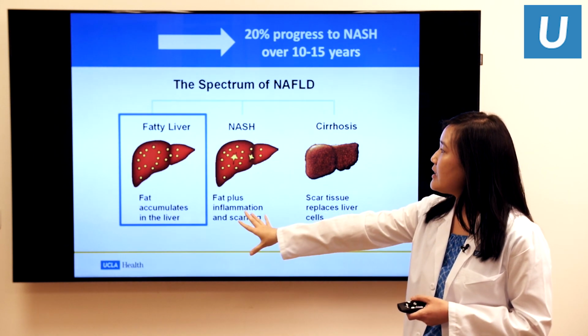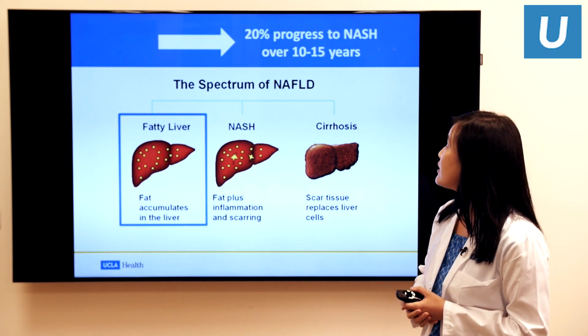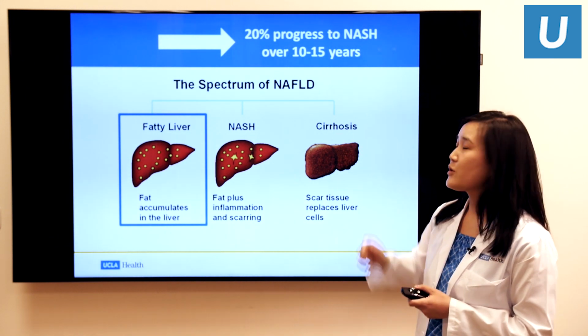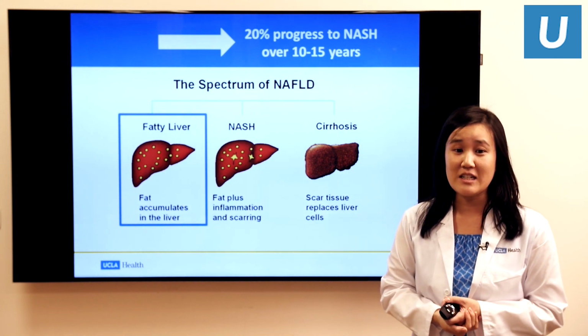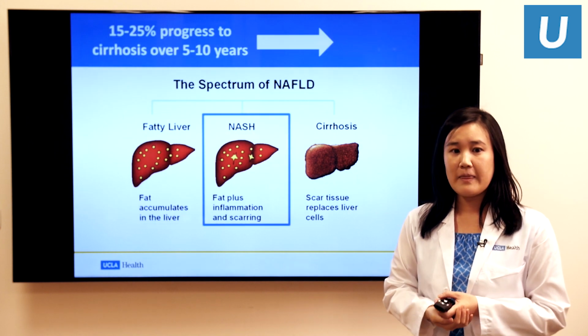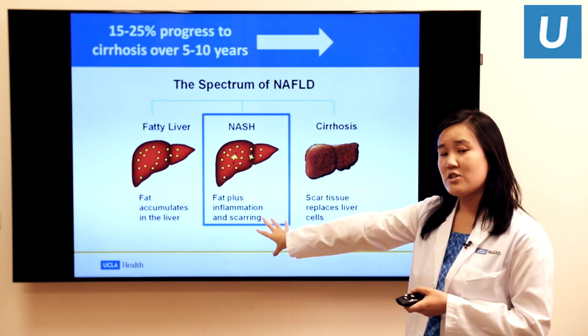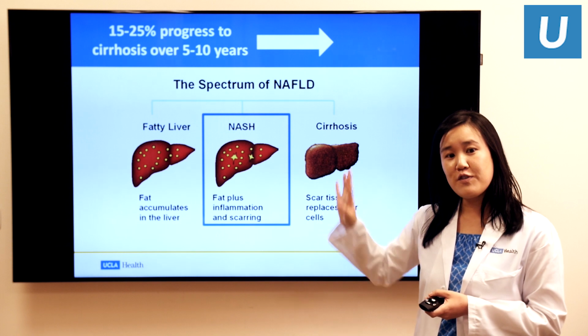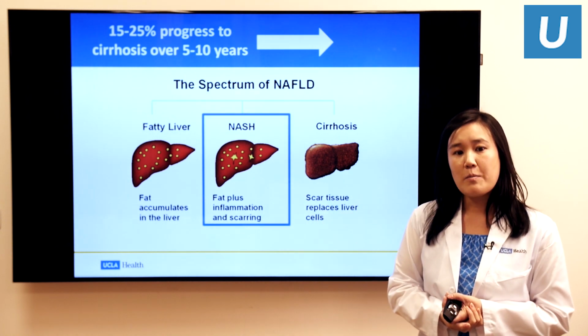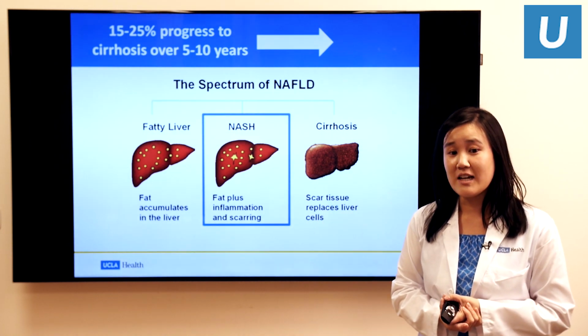If you look specifically at patients who start off with fatty liver, about 20% of them progress to NASH over 10 to 15 years. Looking specifically at patients who already have NASH, about 15 to 25% of them progress to cirrhosis over 5 to 10 years.